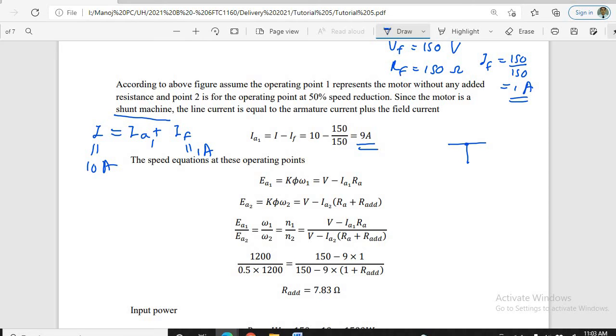Because this is a shunt motor, here you will have the armature part and here you will have the field part. Therefore this voltage is 150 volts, right? In the previous case we don't have a resistance added, but in the next case we have a resistance added. So therefore we can write these two equations.